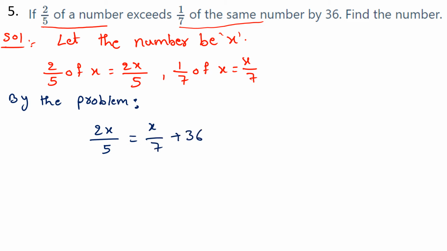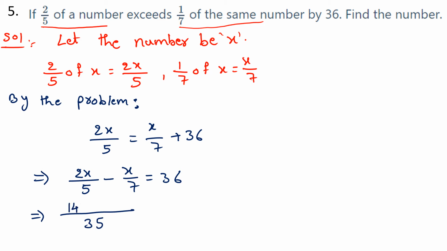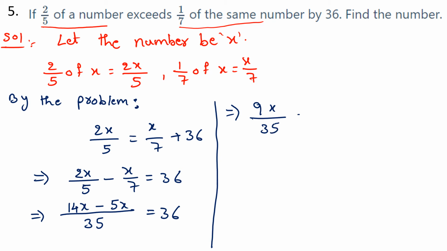Now calculate this equation. We should transpose x by 7 from RHS to LHS. It becomes 2x by 5 minus x by 7 is equal to 36. So calculate this. LCM is 35. So 7 twos are 14x minus 5 into x, that is 5x, is equal to 36. So 14x minus 5x, that is 9x by 35, is equal to 36.